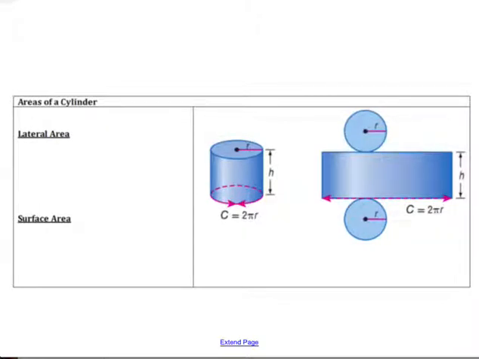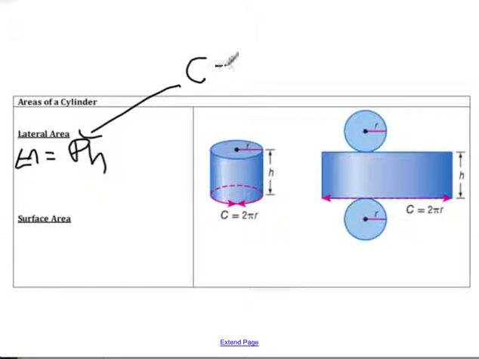So to find the areas of a cylinder, we first need to figure out the lateral area. So the lateral area, remember when we learned about lateral area for prisms, that it was the perimeter times the height or the altitude. Now we're talking about a circle here. So the perimeter has a little bit of a different connotation. So when we're talking about perimeters in reference to a circle, we're actually talking about the circumference.